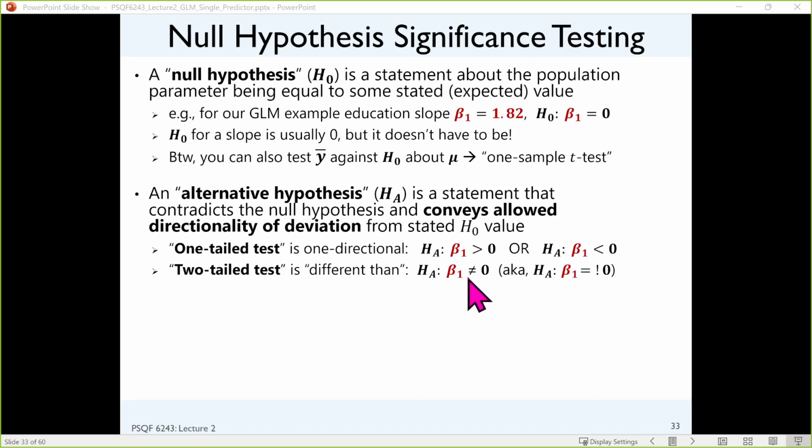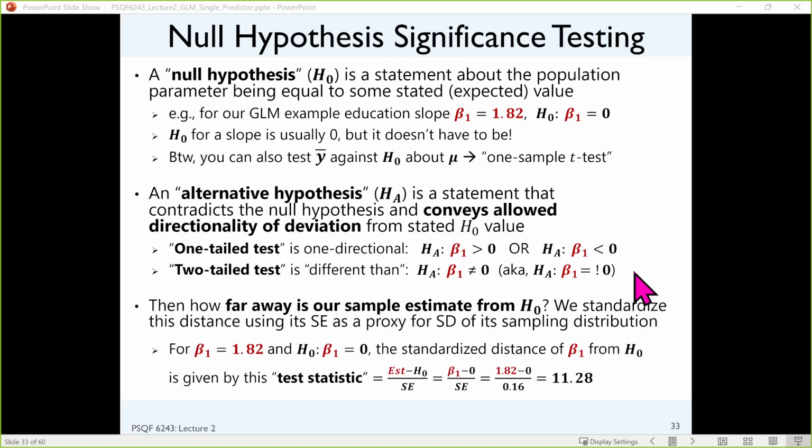So a two-tailed test is written formally like this. Beta 1 is not equal to 0. And if you're looking at Stata output, by the way, you will see this. Not equal to 0, with the not being an exclamation point. So both of those mean not 0, but it's agnostic as to high or low.